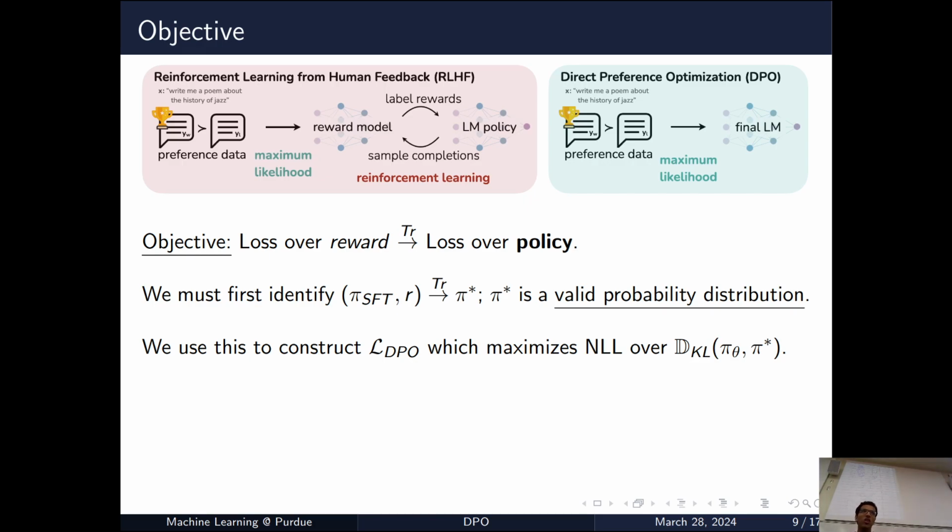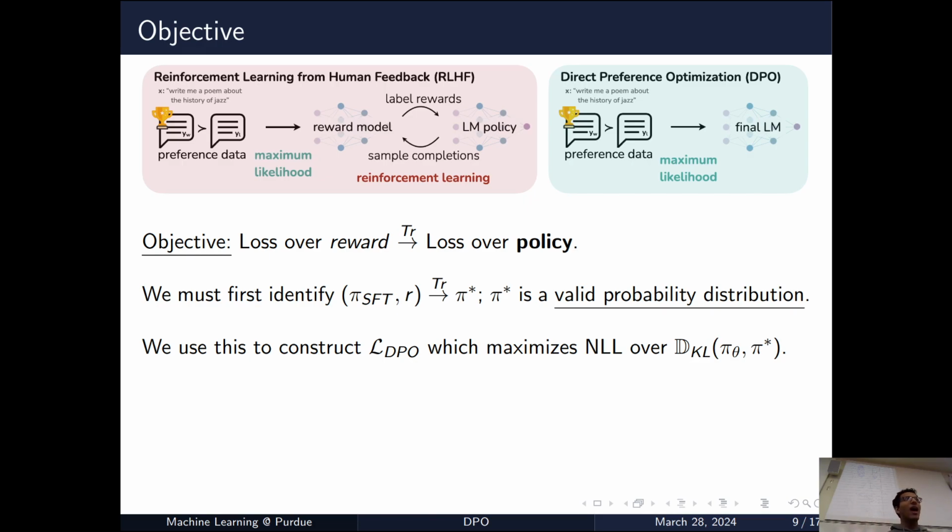So first, in order to do that, we have to identify pi SFT. We already know pi SFT. We have pi SFT and samples from the optimal reward, but we want to get pi star, which is a probability distribution that contains both pi SFT and R. So we need to get the optimal probability distribution, which is basically the target label, right? By using the optimal reward and the supervised fine-tuned model. So that's the overarching goal.